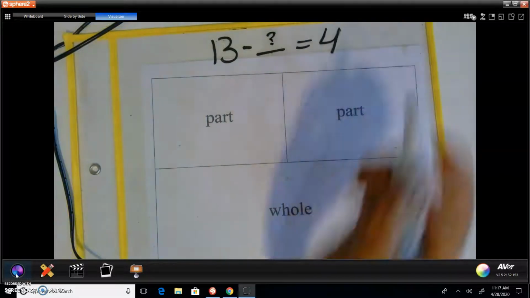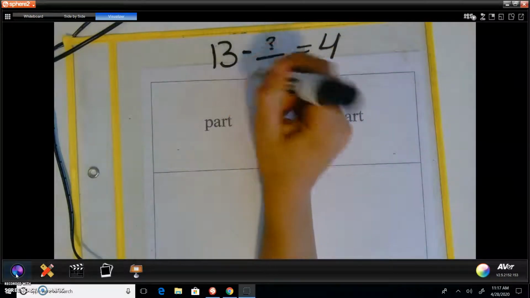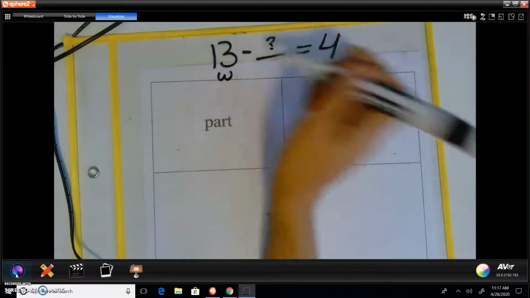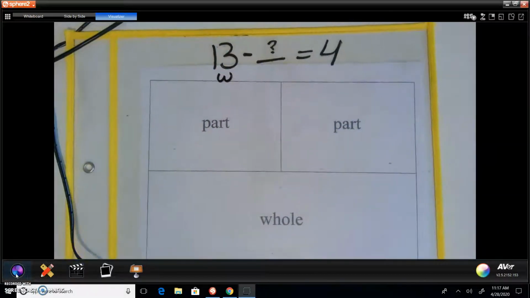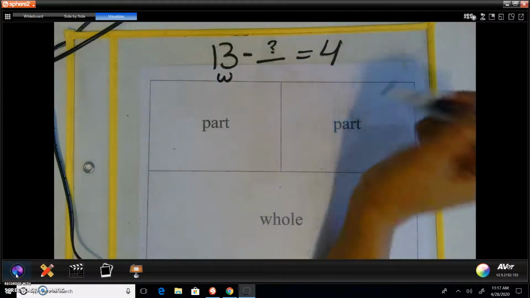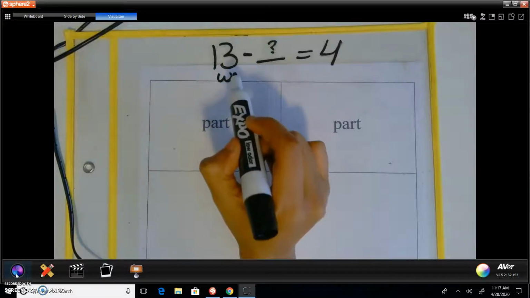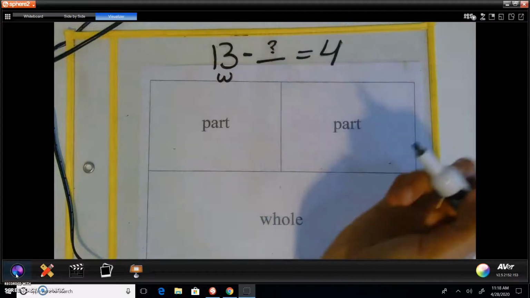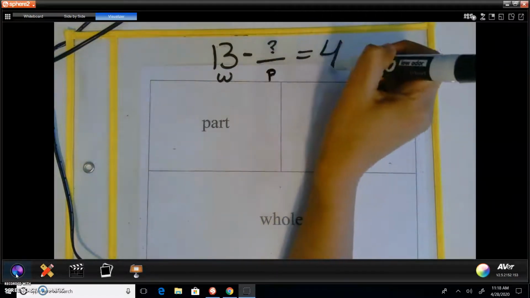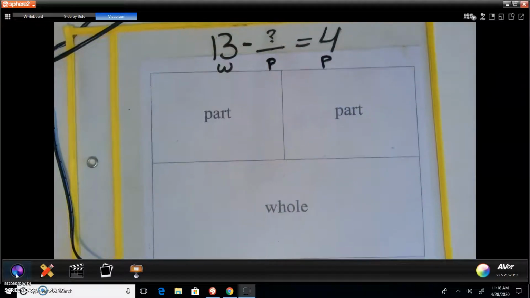All right, so like I mentioned earlier, the biggest number in a subtraction problem is going to go first, and that makes that our whole. Okay? It's not like the addition problem where the whole is at the end. In subtraction, the whole goes at the beginning, the biggest number. Okay? So we have our whole, our unknown is going to be our part, and our 4 is going to be our part. So let's start setting up our mat.